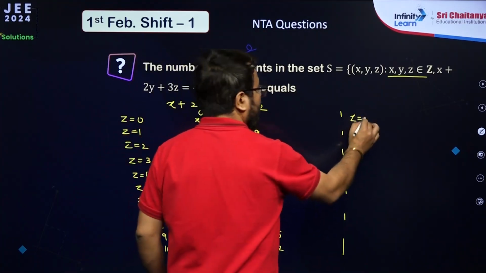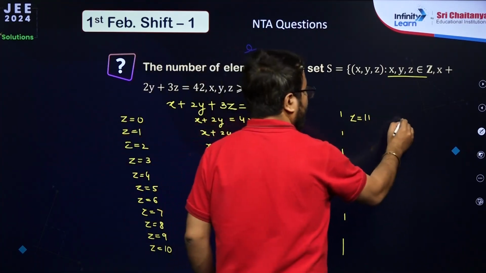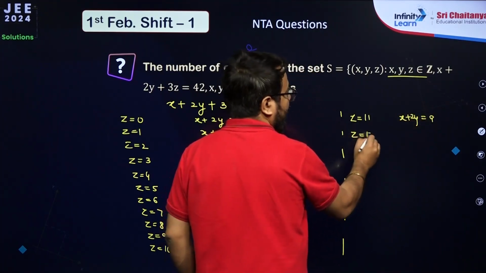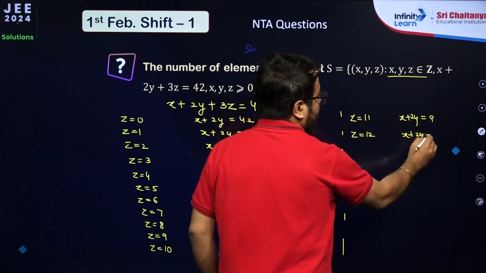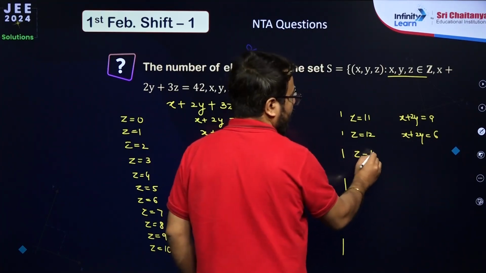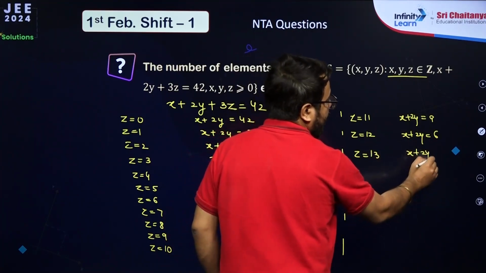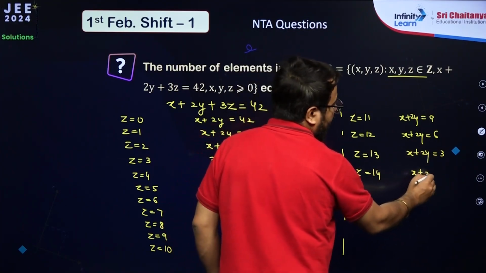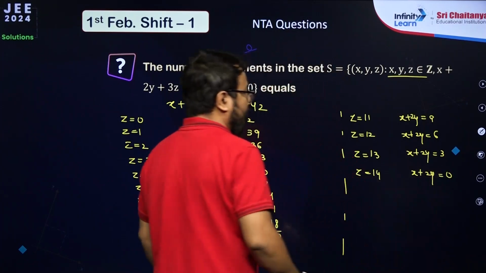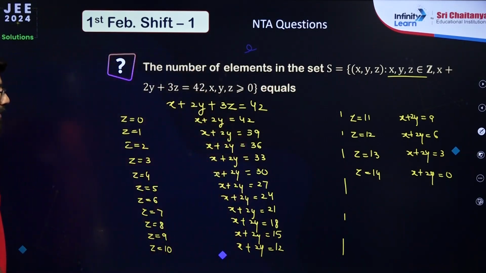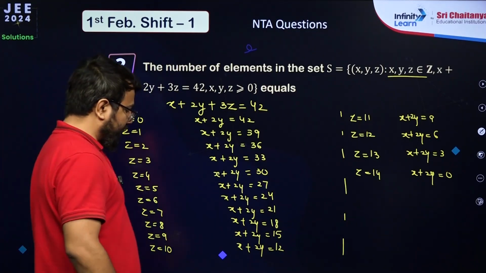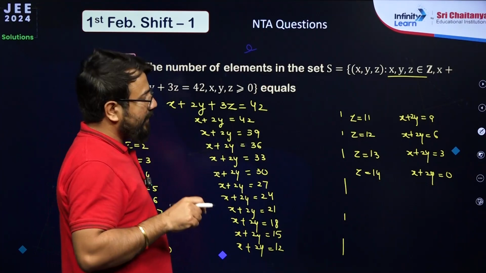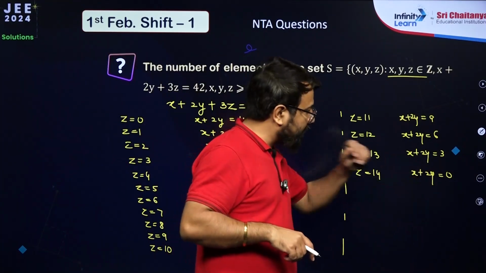So z is equals to 11, x plus 2y is equals to 9, z is equals to 12, x plus 2y is equals to 6, z is equals to 13, x plus 2y is equals to 3, z is equals to 14, x plus 2y is equals to 0. I hope you are able to understand this. Now, if I place z is equals to 14, here I have got x plus 2y is equals to 0.